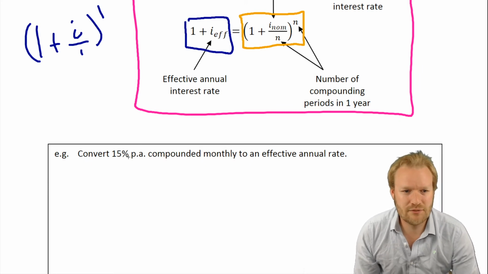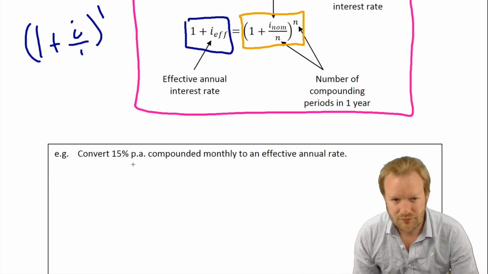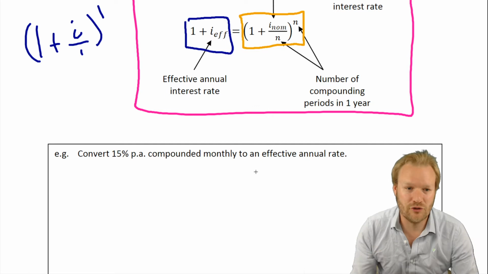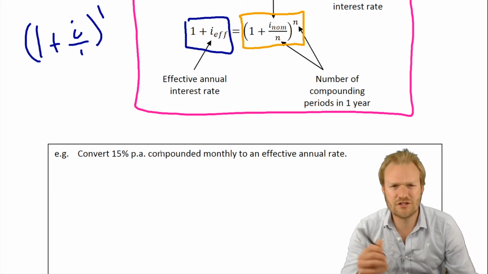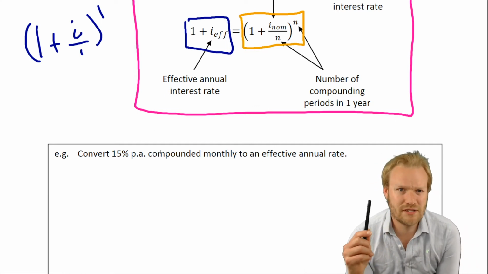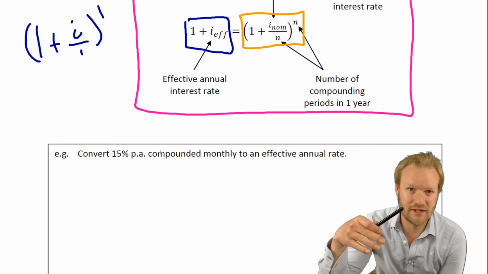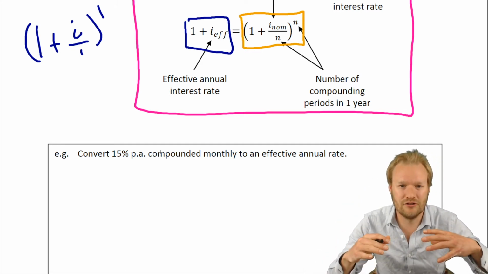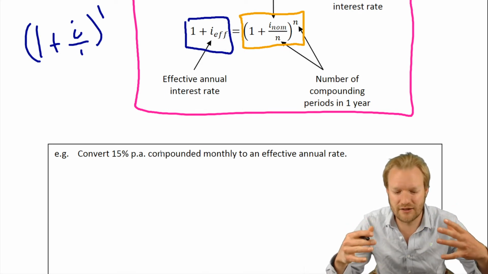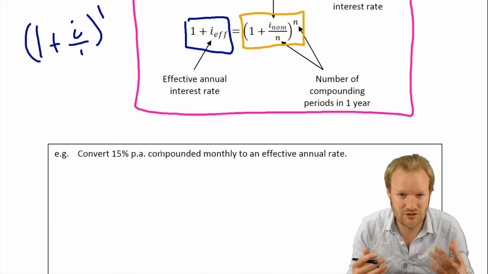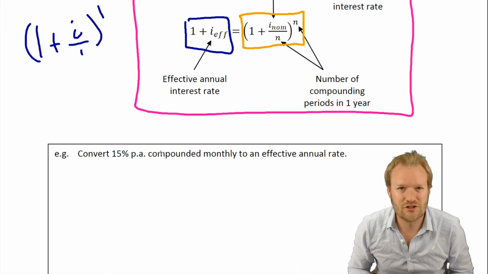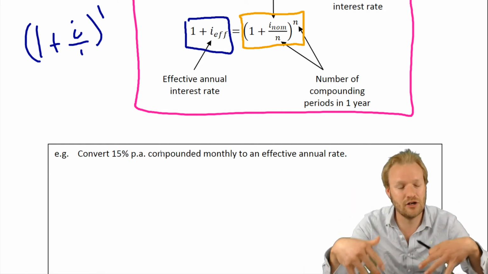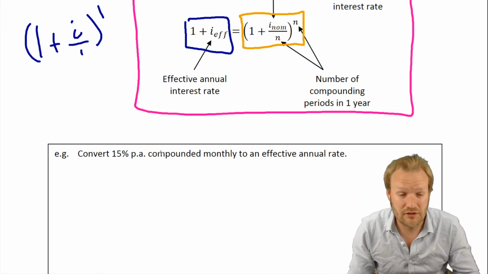Convert 15% per annum compounded monthly to an effective annual rate. Just out of interest, if we work that out to what it would seem like if it was compounded annually, so its effective annual rate, do you think that effective rate would be higher or lower? I don't know. Let's see.